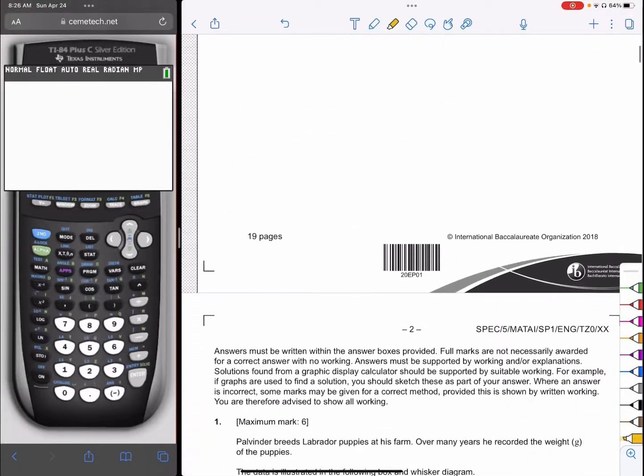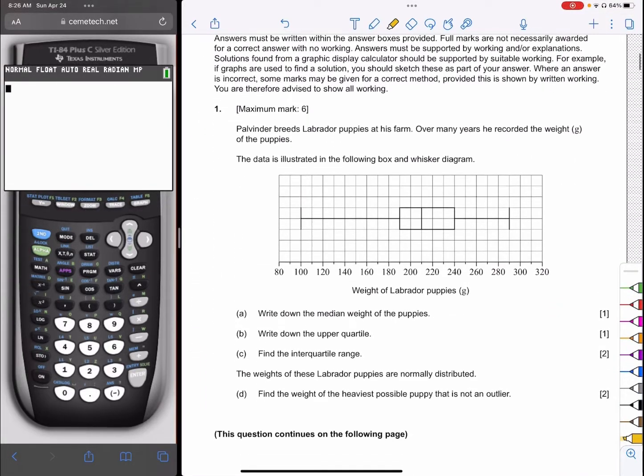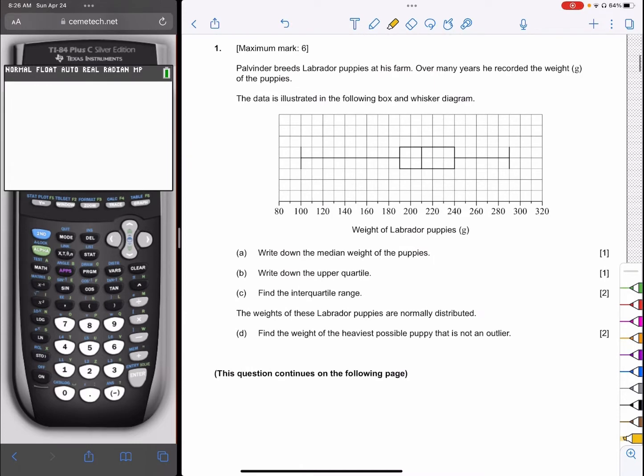So let's look at question number 1. Question number 1 says, Palvender breeds Labrador puppies at his farm. Over many years, he recorded the weight in grams of the puppies. The data is illustrated in the following box and whisker diagram.